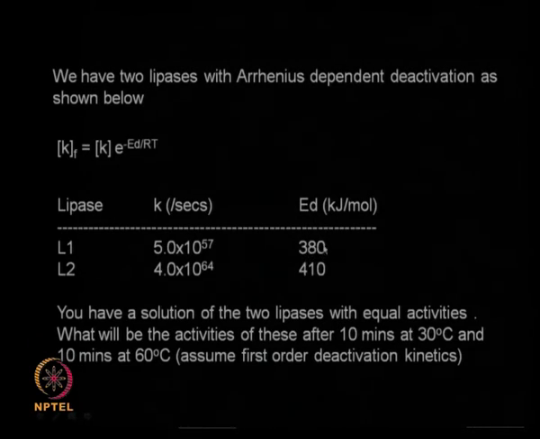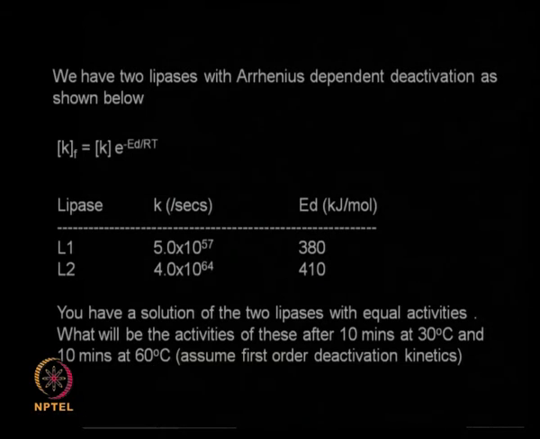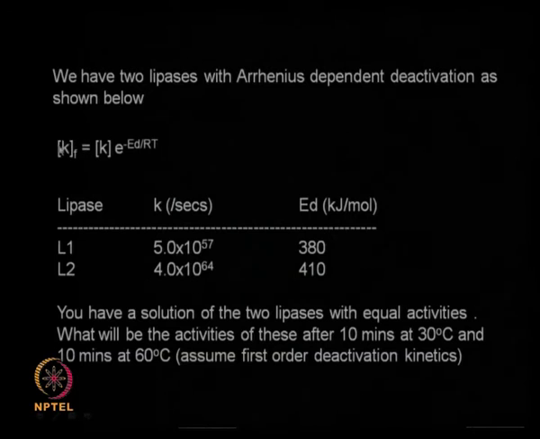So we are supposed to estimate the activity of these 2 lipases which deactivate with these values of activation energies after 10 minutes when they are kept at 30 degrees centigrade and when they are kept at 60 degrees centigrade, understand. So the first step is to calculate their actual K at 30 degrees centigrade as well as at 60 degrees centigrade, correct, using this data, okay.